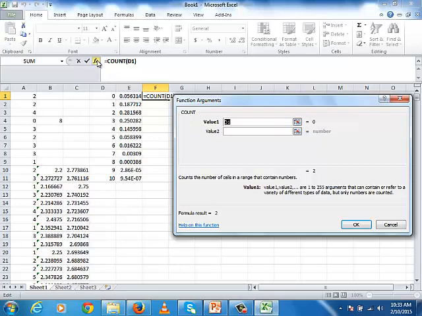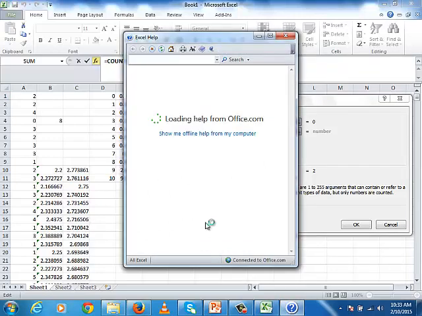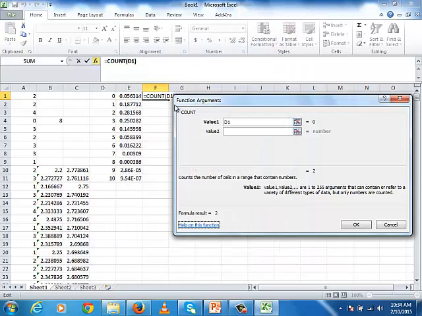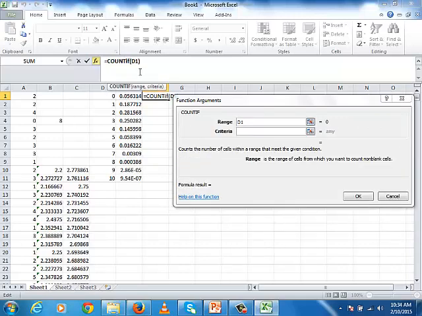Okay. And what is in the second argument? Okay, let me see. Can we get help on this function? Oh, I see, this is the wrong thing. I mean, this doesn't work in the way that I thought it would. It's COUNTIF. Oh, yeah. That's right. Very good.